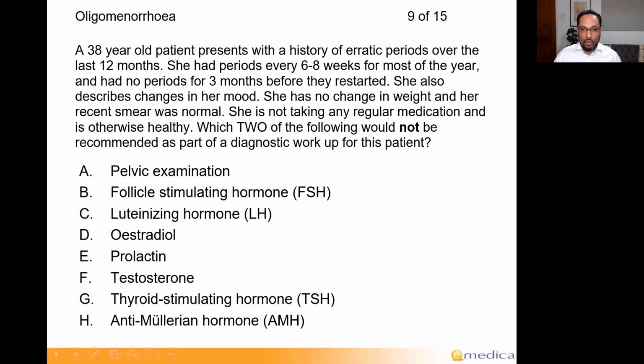Okay, question number 9. So oligomenorrhea, I will launch a poll for this one because it's got two important things in it. So the first is that it's a multiple best answer. Can you see it asked for 2? So you have to get them both right to get the 1 mark. If you get 1 right and 1 wrong, you get no marks. There are no half marks in AKT. You either get a mark or you get no marks, okay?